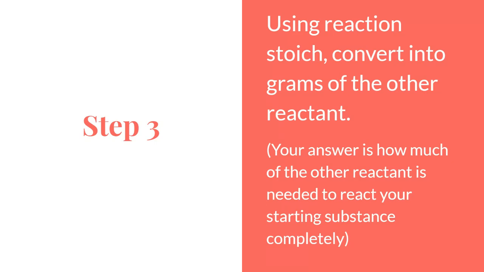Now the next step is to go through reaction stoich and convert the amount of grams of aluminum into grams of the other reactant. So we're no longer going to the product right away. We have to go from reactant to reactant. So we're going to go from aluminum to oxygen gas. And the answer that you get out, which I'll show you in the next slide, is how much of the other reactant you need to react your starting substance completely. That's a big key point of this.